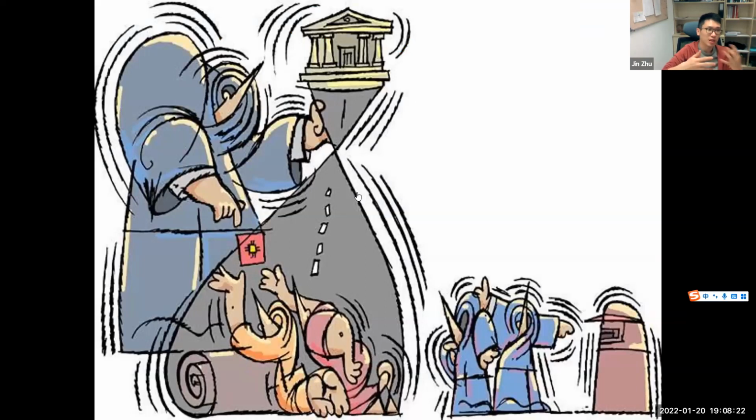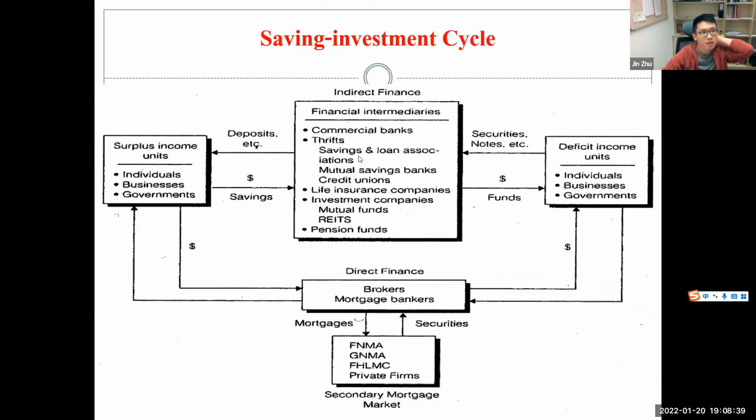Some people give a very vivid example, maybe not very good: some people have money, but some people need money. So this is the flow of the market cycle. On the left side of the figure are surplus income units with funds to lend, and on the right side are deficit income units with a need to borrow credit.